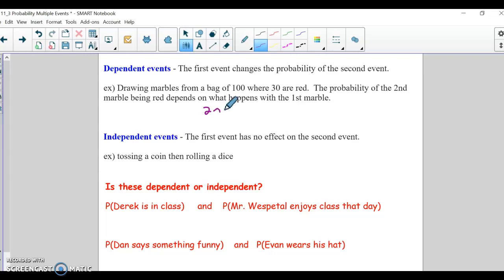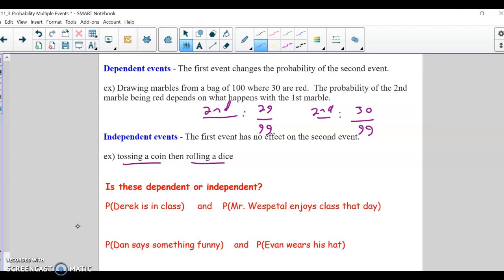If you draw a red one the first time, your chances would be 29 red marbles left out of 99 total. And if you draw a non-red one, then for your second marble there's 30 red marbles now out of 99. So the probability of a second marble being red depends on what happens with the first marble. That's called dependent. And independent events are where the first event has no effect on the second event, like tossing a coin has no effect on what happens with rolling the dice.